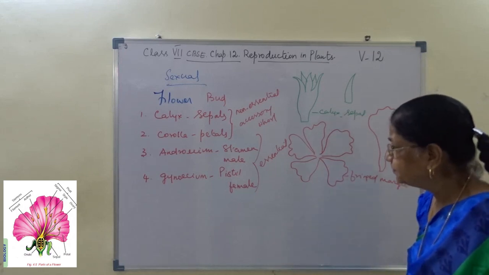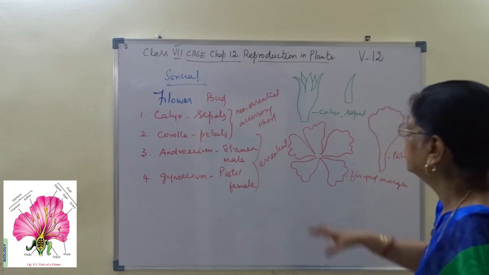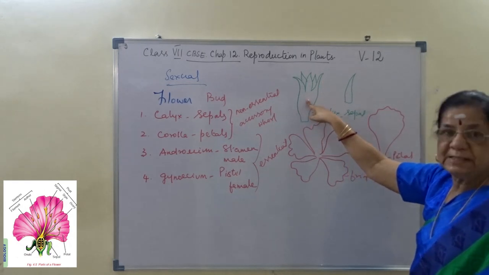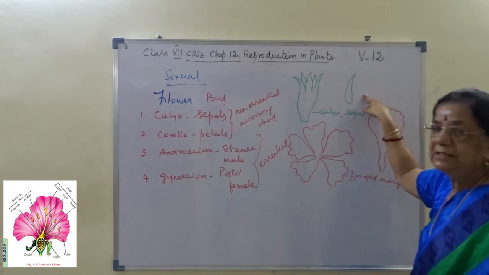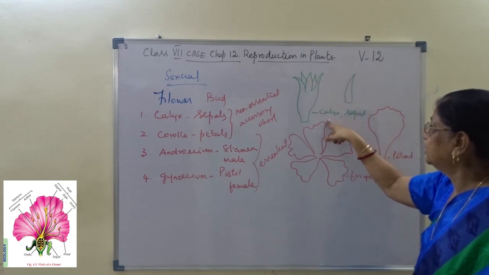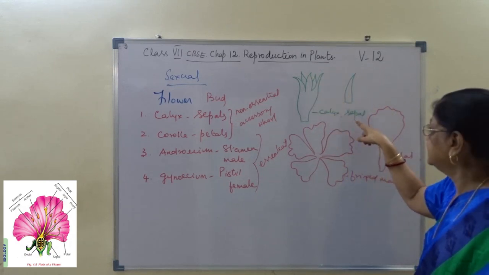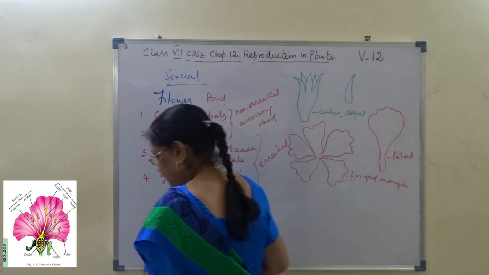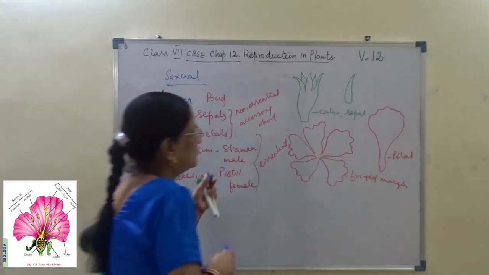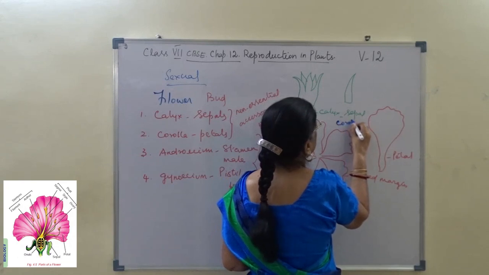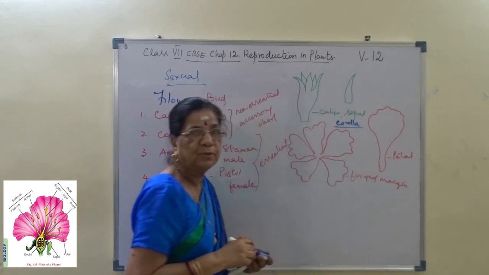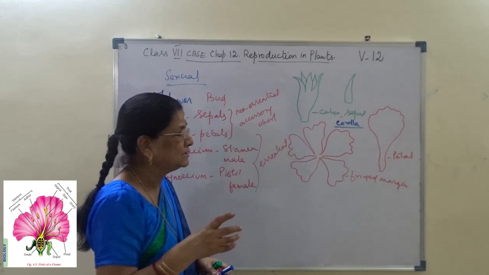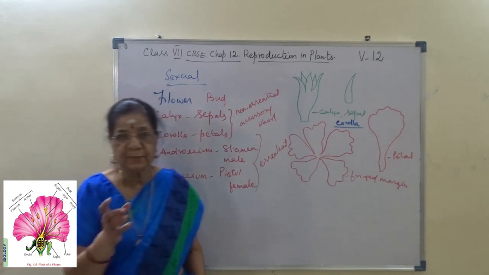Then androecium, the male part of the flower. When I come to sepals, there are normally 5 sepals. They are drawn like this. This is a single sepal. So these 5 sepals together are called calyx. Then this one is corolla, formed of 5 petals, and this is a single petal. And what I have drawn is a hibiscus flower.